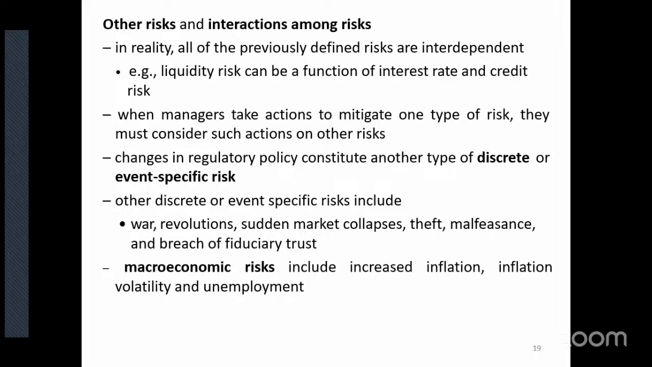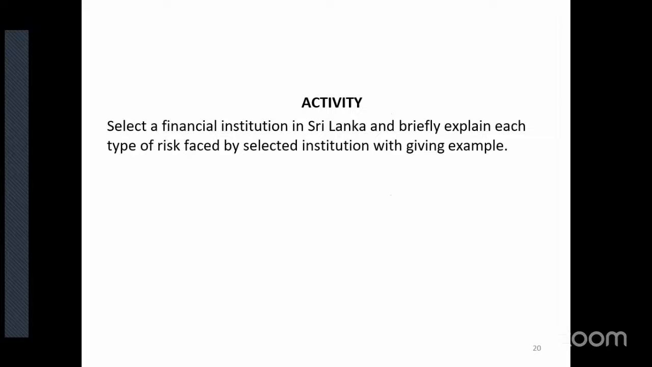Changes in regulatory policy constitute another type of discrete or event-specific risk. Other discrete or event-specific risks include war, revolutions, sudden market collapses, theft, malfeasance, and breach of fiduciary interest. Macroeconomic risks include increased inflation, volatility, and unemployment. Right.